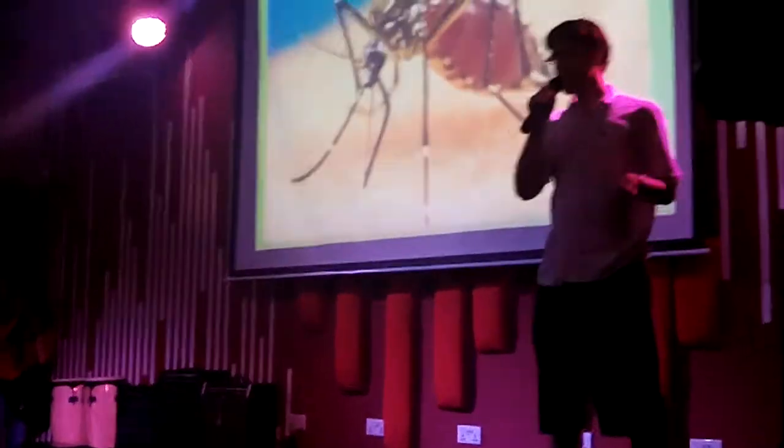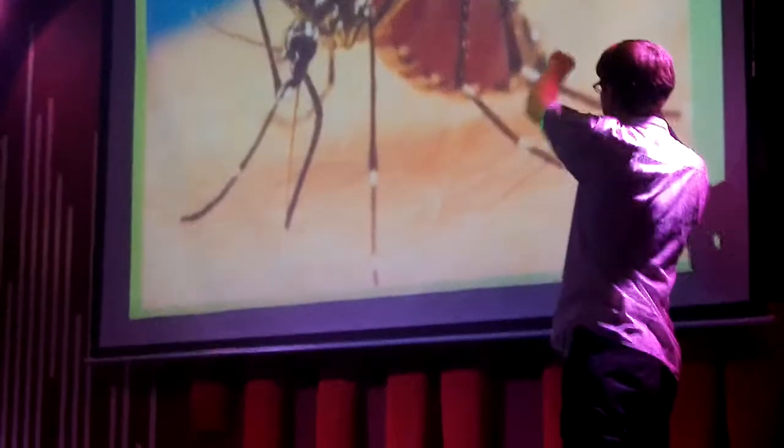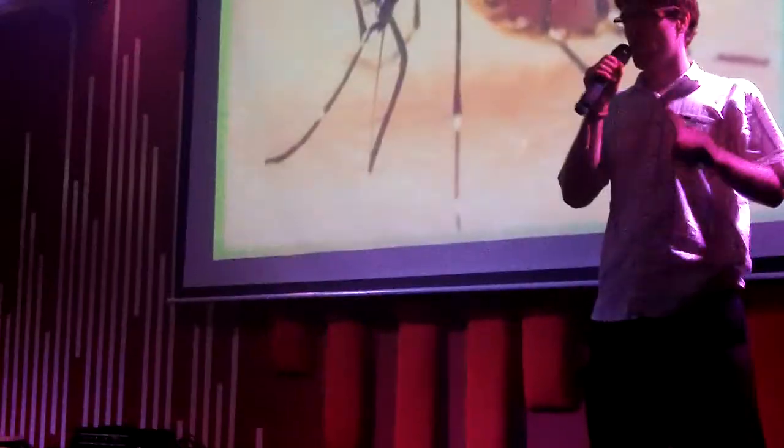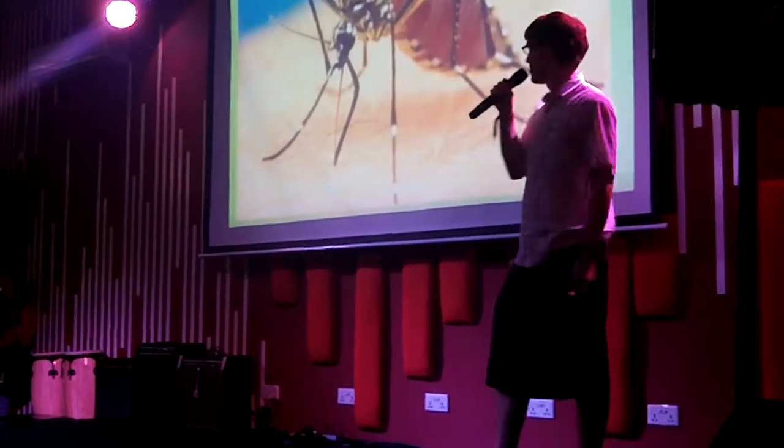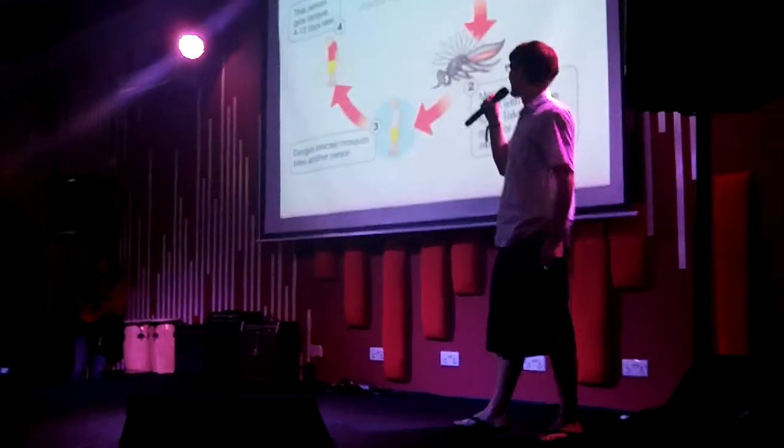This is the mosquito that transmits it. Its name is Aedes aegypti. You can recognize it from these white dots. It lives for about 1 month, and it's only the females that actually bite. So you can blame the girls if you get bitten or get dengue fever.